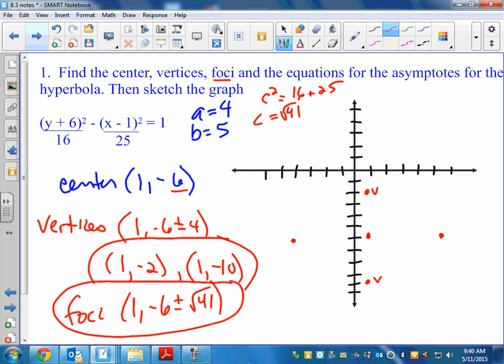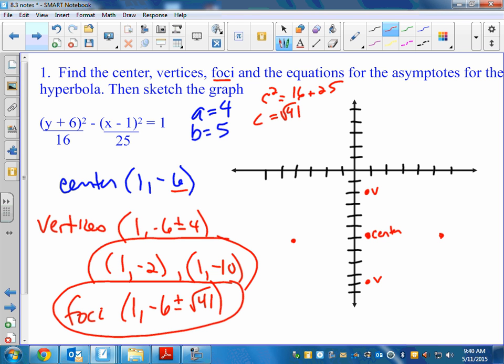The asymptotes are always either A over B or B over A units, which means instead of graphing B, you could have just figured out your asymptotes always go through the center. So one thing you could have done is just use your slope, which in this case is going to be A over B, and that would have been a point on your asymptote.